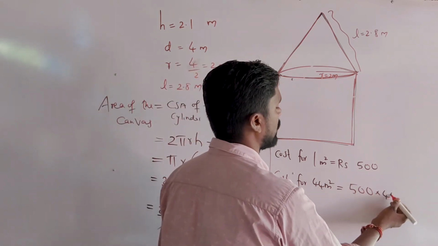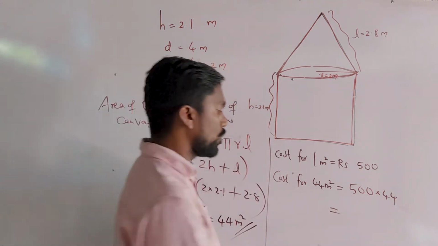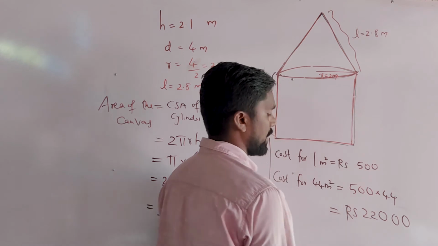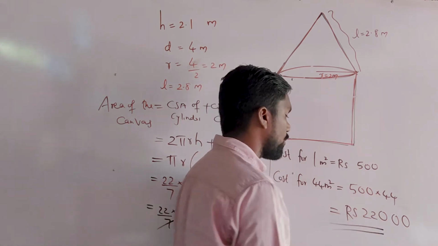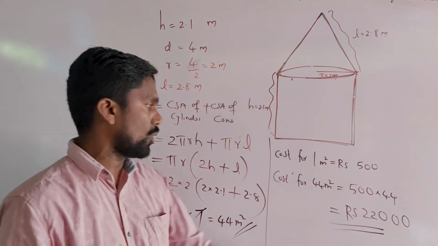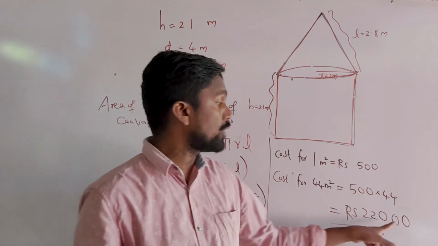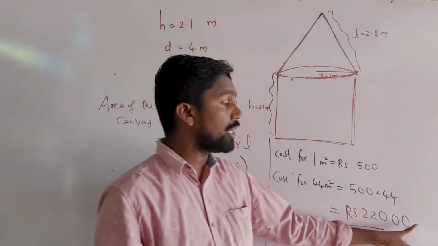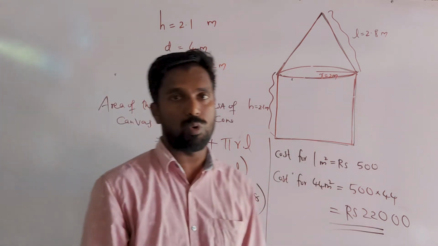500 into 44. 5 into 44, you will get 220. Then put 2 zeros, that means 22,000 is the cost for 44 meter square.